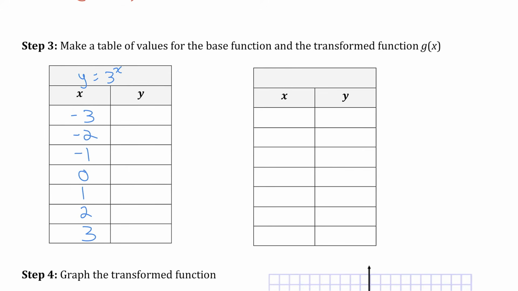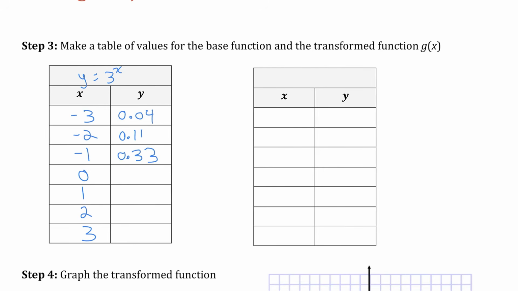If I sub in negative 3, I get 3 to the negative 3, which is 1 over 3 to the positive 3, so 1 over 27, which is really close to 0. It's about 0.04. If I sub in negative 2, I get 1 over 9, which is 0.11. If I sub in negative 1, I get 1 over 3, which is 0.33.